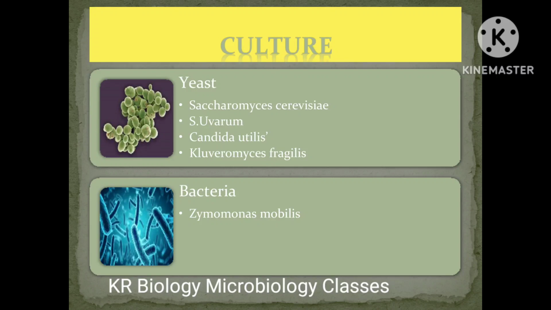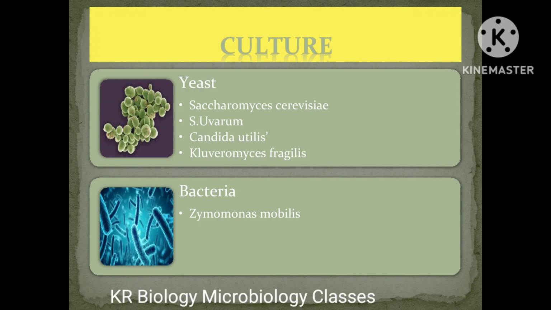Now, what kind of microorganisms are we using for the production of ethanol in fermentation? Yeast: Saccharomyces cerevisiae. This is the very important microorganism used for the production of ethyl alcohol, and it is commonly used everywhere. Saccharomyces uvarum stands in second place. After Saccharomyces cerevisiae, industries mostly use Saccharomyces uvarum.